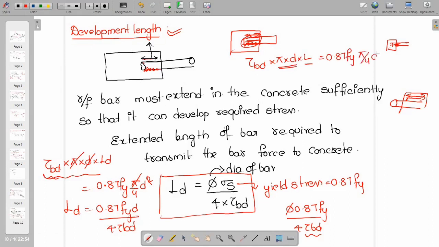If we equate both, then the development length formula will be: development length is equal to 0.87 Fy times the diameter of the bar upon 4 tau bd, where tau bd is the bond stress.